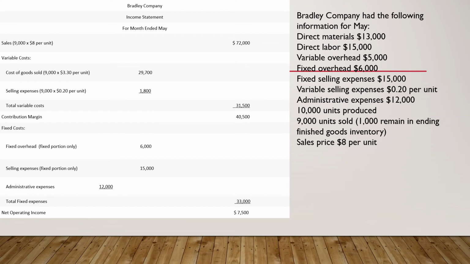We then again subtract the following fixed costs: fixed overhead, which is the fixed portion only, 6,000, and the selling expense, fixed portion, which is 15,000. Then we add the administrative expenses, which is 12,000. We add it all together, 33,000. We subtract this from 40,500 contribution margin. We come up with a net operating income of 7,500.